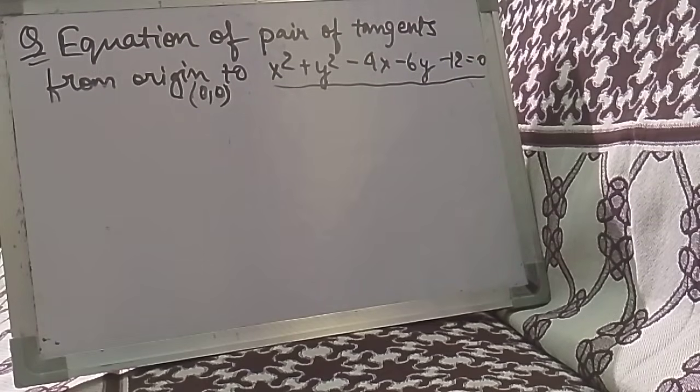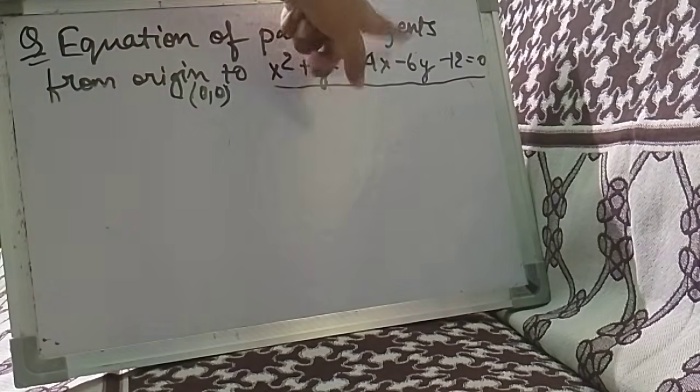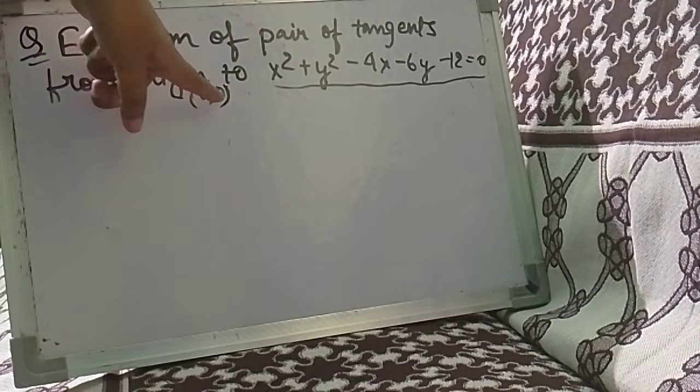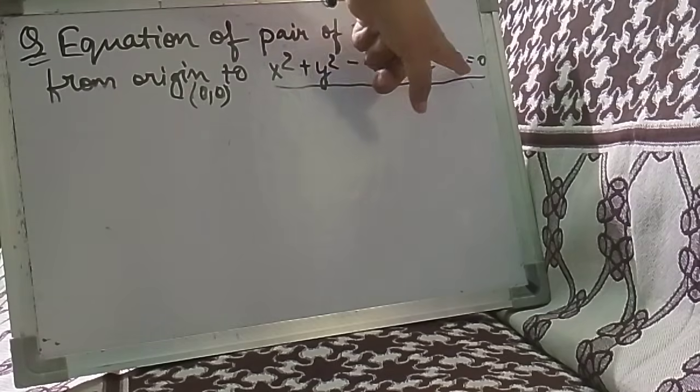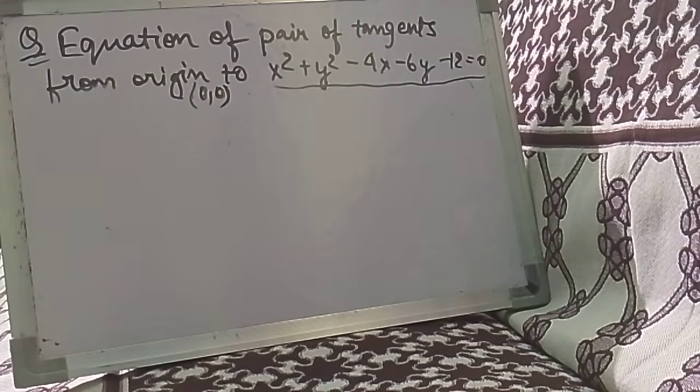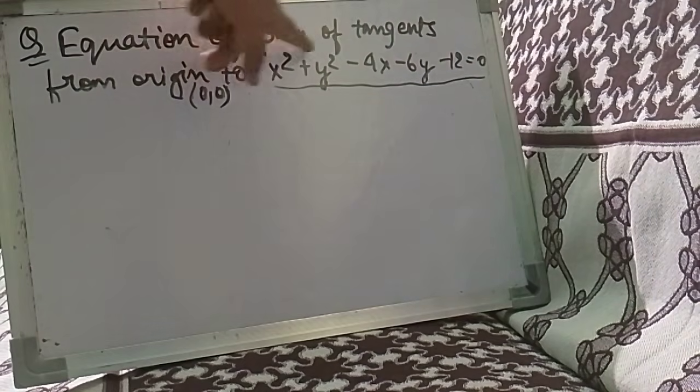So let's solve some circle problems today. This is question number 1. Let's solve it. The question is: find the equation of the pair of tangents from the origin (0, 0) to x square plus y square minus 4x minus 6y minus 12 equals 0. So we have to find the equation of the pair of tangents from the origin.